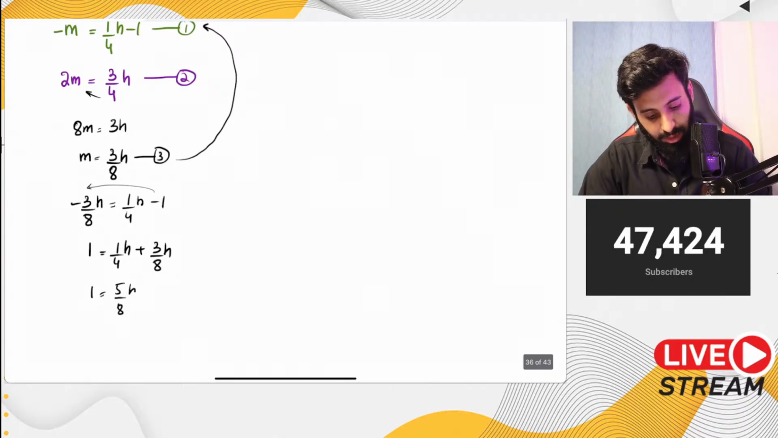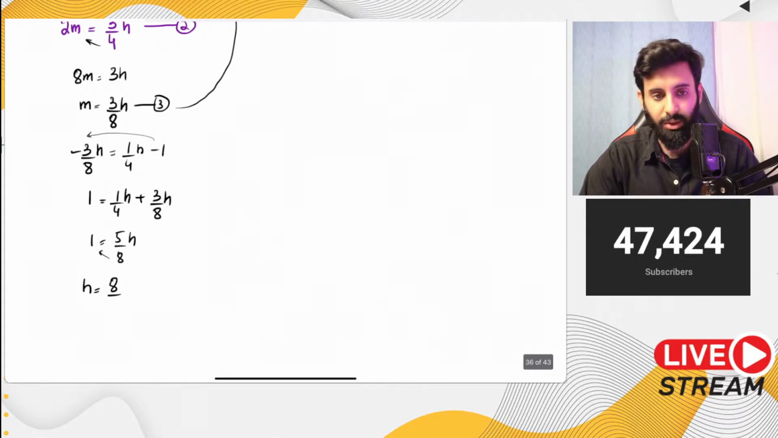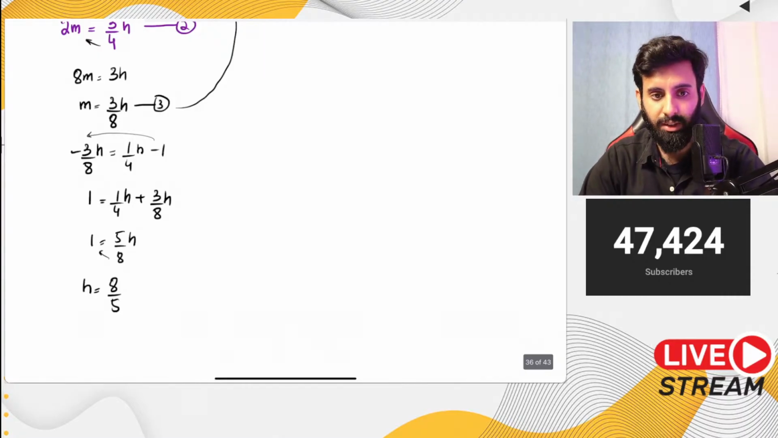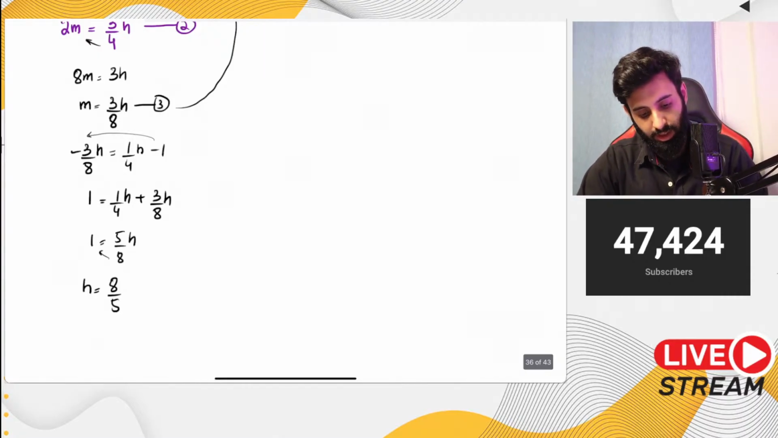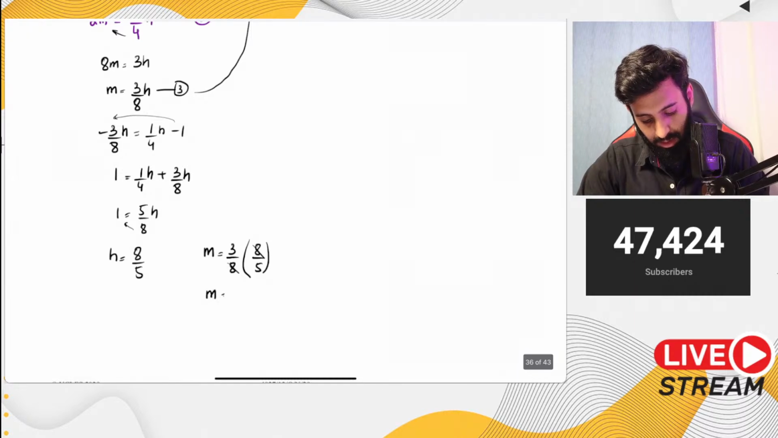Make sure that you guys don't make a calculation error over here because that would be just throwing away marks. So h is equal to 8 upon 5. Cross multiply, you have h is equal to 8 upon 5. Now let's find out the value of m. Remember, m was equal to 3 upon 8 times h. So now it's going to be 3 upon 8 into 8 upon 5. So this 8 and this 8 get cancelled out and m is equal to 3 upon 5.